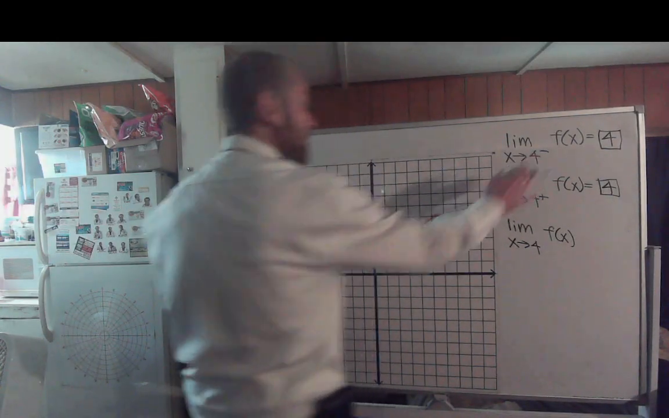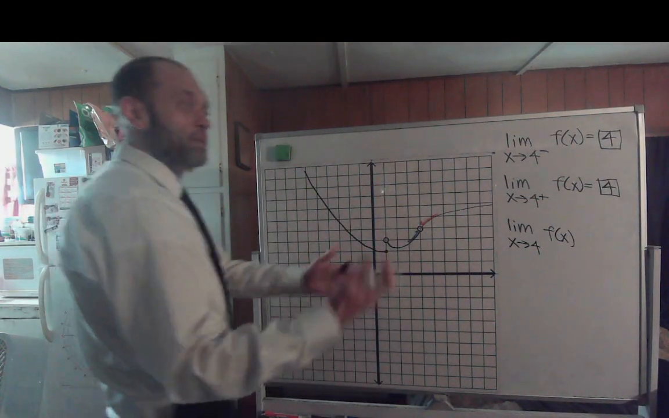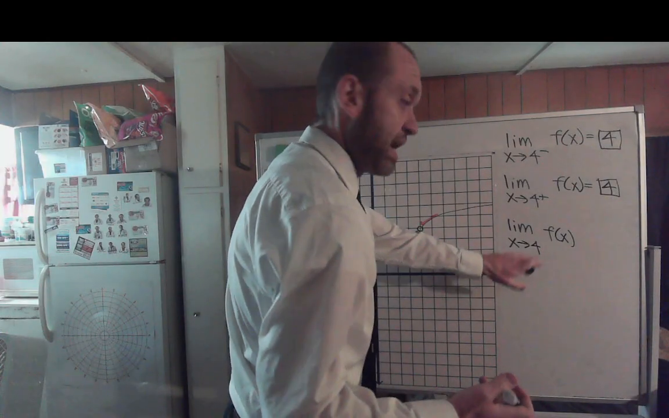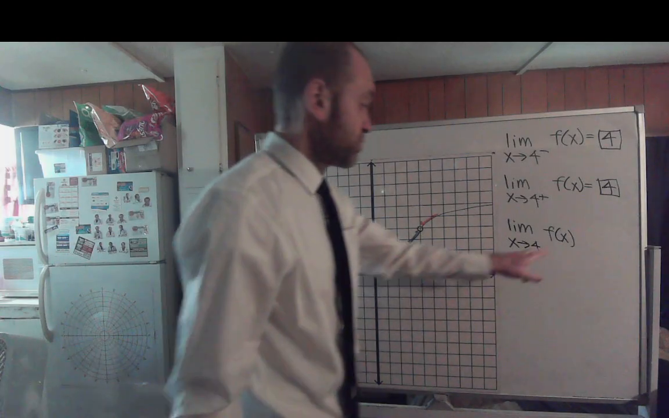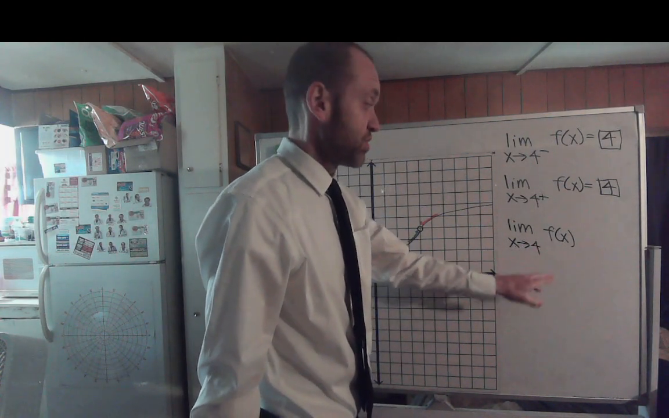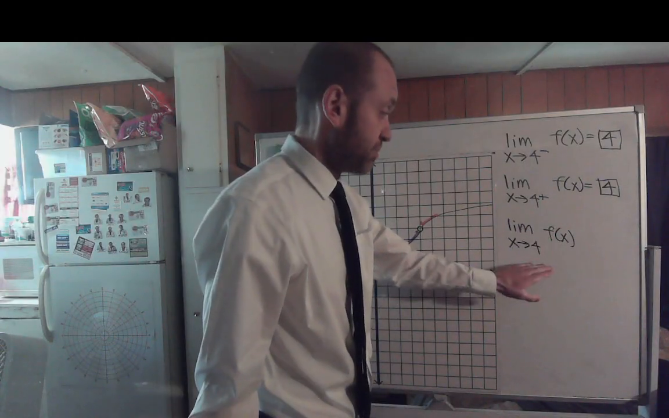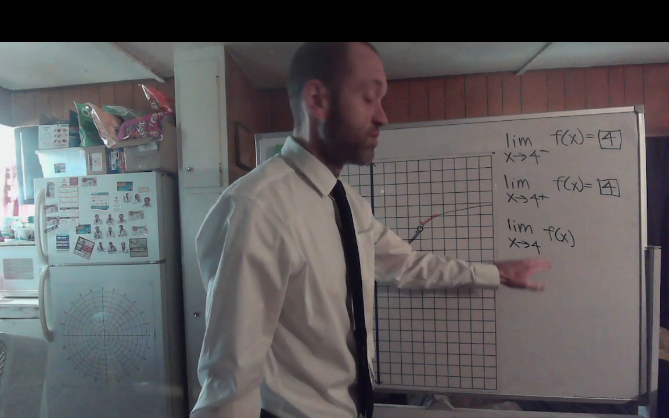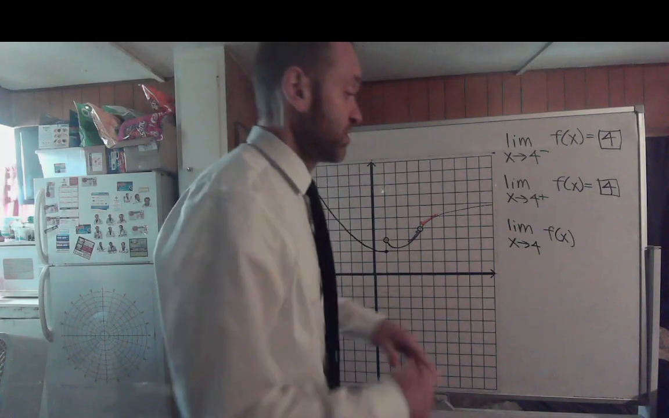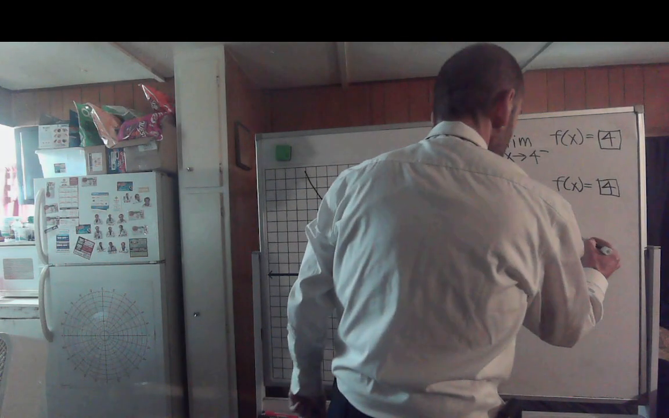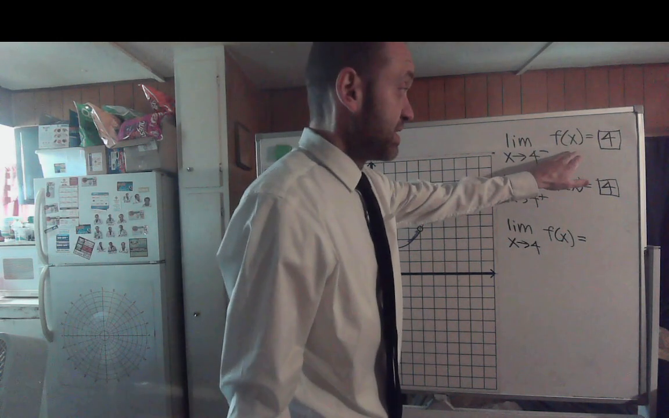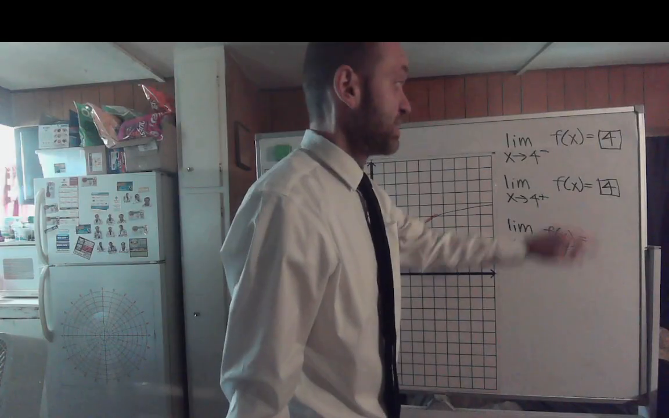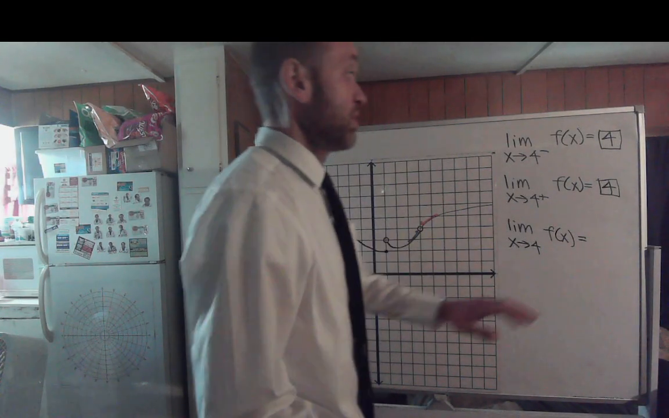once you've evaluated both your left-handed limit and your right-handed limit, you can now deal with the general limit as x approaches 4. Notice we don't have a plus or minus superscript. It's simply x approaches 4. This refers to the general limit of the function. Well, notice the left-handed limit exists, the right-handed limit exists, and they both equal each other.